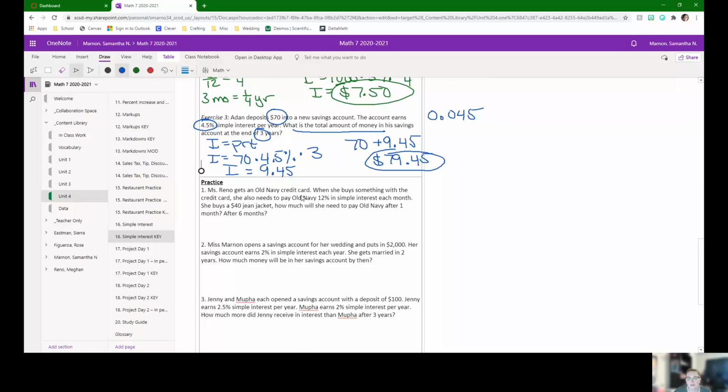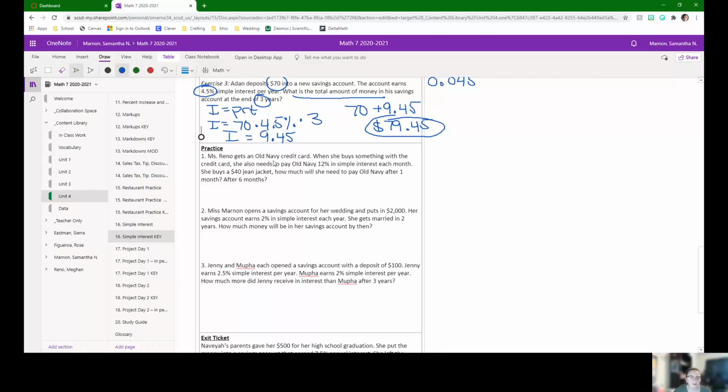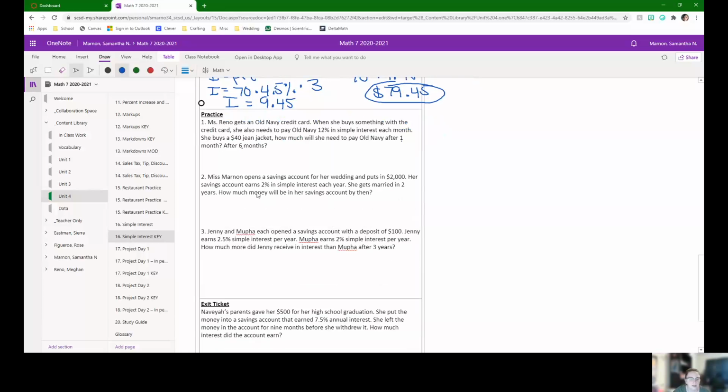This first example, instead of earning interest, Miss Reno is getting interest that she's going to owe to Old Navy for buying a $40 jean jacket and not paying off her credit card bill right away. So see how much interest she has to pay on this jean jacket for 1 month and 6 months. Then you've got me opening a savings account, and then we have a challenge problem where you have to compare Jenny and Mufa's answers, or the interest they're earning. So who has the better account?